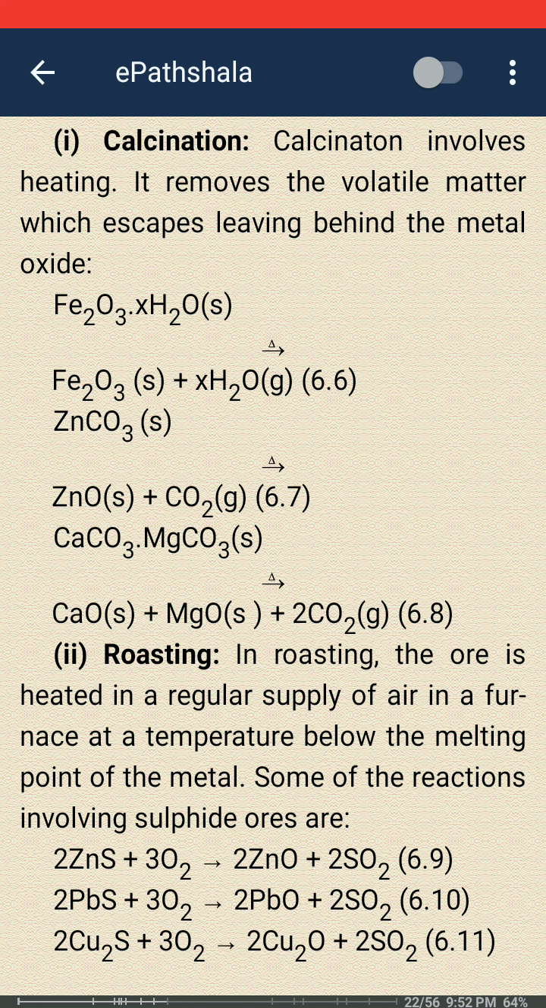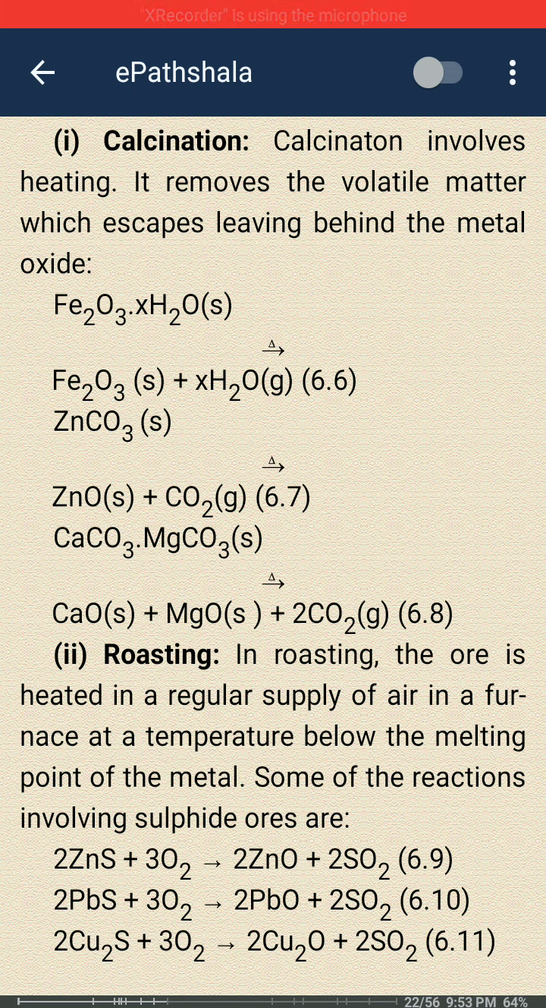And the second method is roasting. In roasting, the ore is heated in a regular supply of air in a furnace at a temperature below the melting point of the metal. So here roasting is taking place by the presence of air and a regular supply of heat, and the temperature must be below the melting point of the metal.